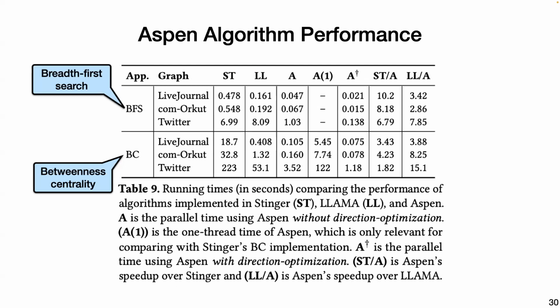And they ran ST as Stinger. These are times. LL is Llama, which is another graph system. A is Aspen, so these are times. And these are speedups. So Stinger over Aspen, up is good. So like 10 would mean that Stinger was 10 times slower than Aspen. Well, good in some sense. Over 10.2 here means that Stinger was 10.2 times slower than Aspen on BFS run on this LiveJournal graph.